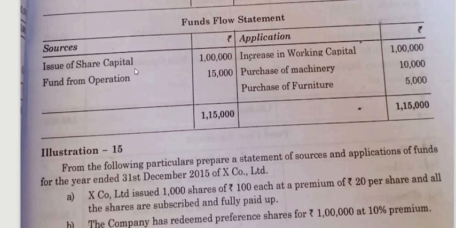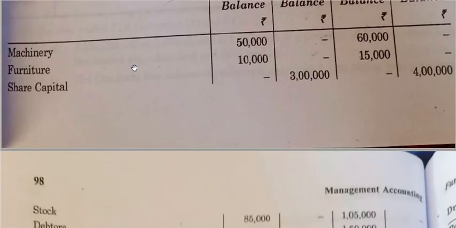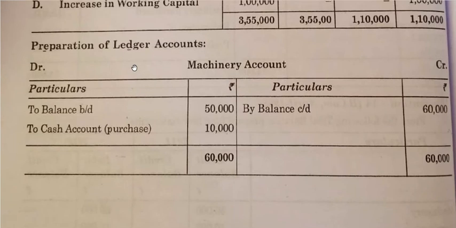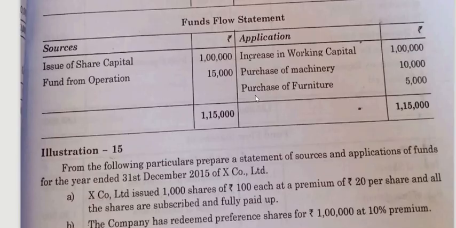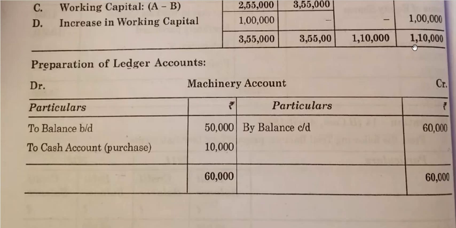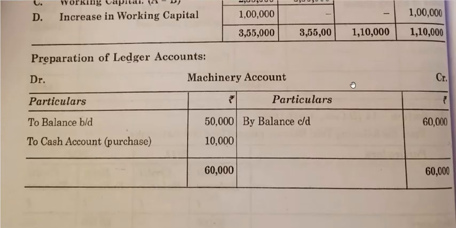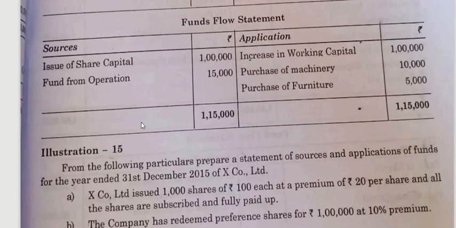How do you get this? Basically, with simple logic, let's start from the schedule of changes in working capital. Increase in working capital will be application of fund, so 1 lakh. Moving on to your machinery account, it is to cash account, purchases. So application of fund, purchase of machinery 10,000. Moving on to your next account, furniture account, it is to cash account, again we consider as purchases, so purchase of furniture 5,000.